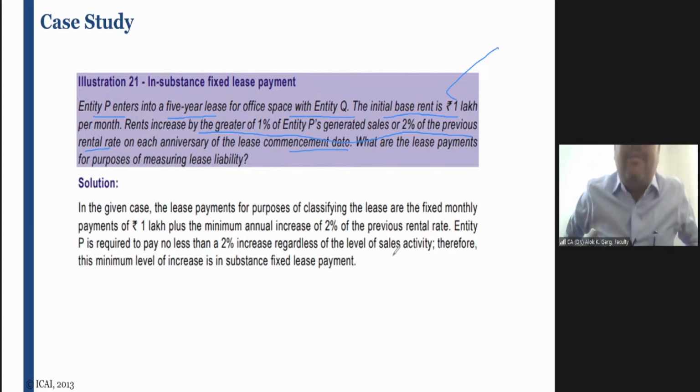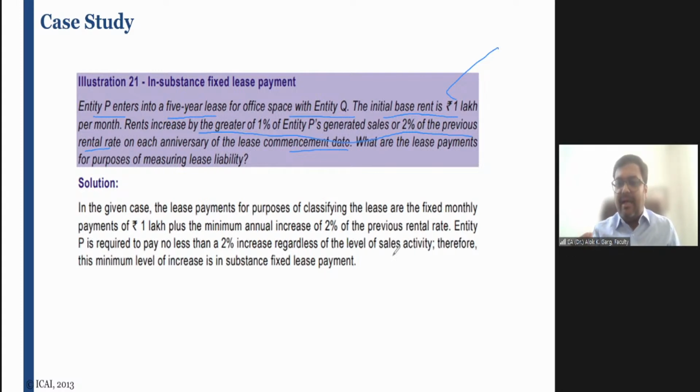So it is saying that after completion of every 1 year, the rent will increase. And what is the value of the increase? For every year, the rent will increase by the greater of 1% of entity P's generated sales or 2% of the previous rent. For example, in the first year, the rent is 1 lakh rupees. In the next year, the rent will increase. So how will this rent increase? 1 lakh rupees plus 1% of the last year's sales.